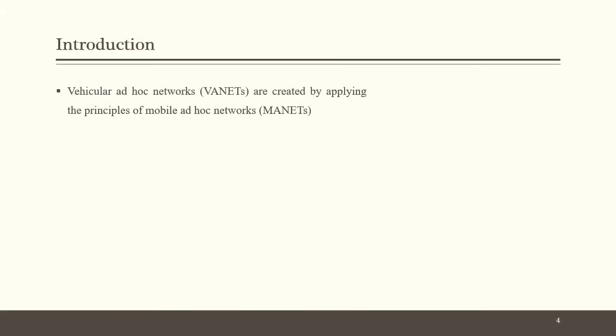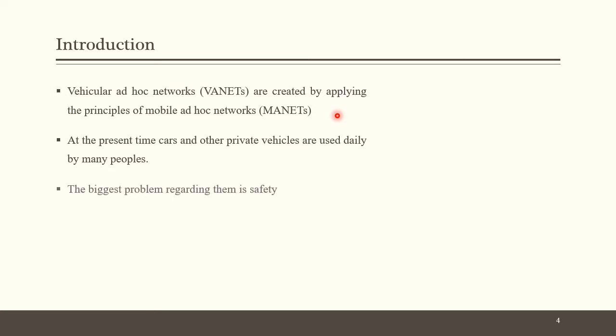VANET is very similar to MANET. And those who don't know about MANET, it stands for Mobile Ad Hoc Network, in which mobile nodes are communicating with each other. But in VANET, vehicles are acting as nodes and communicating with each other. In these modern times, vehicles are everywhere and almost everyone uses vehicles. And the biggest problem with them is their safety. Many of us have seen many accidents involving vehicles.